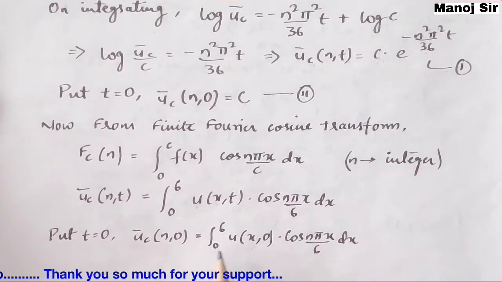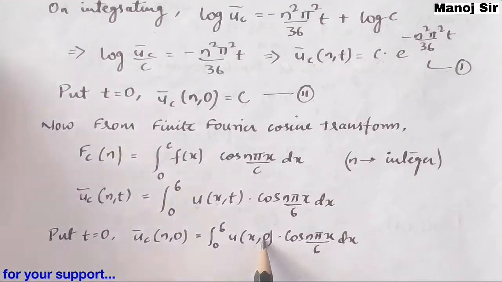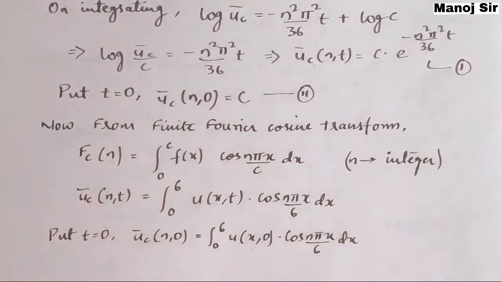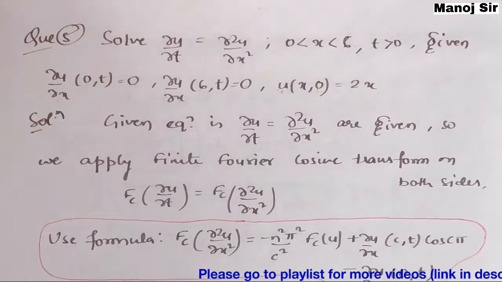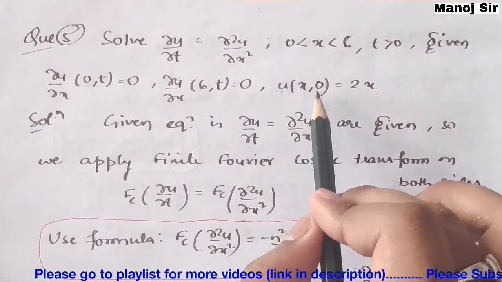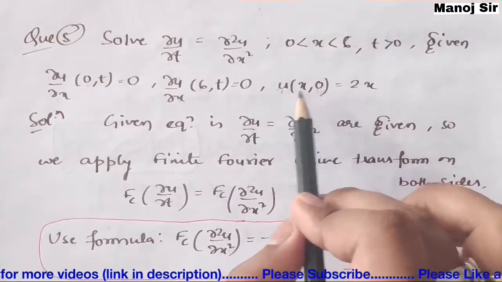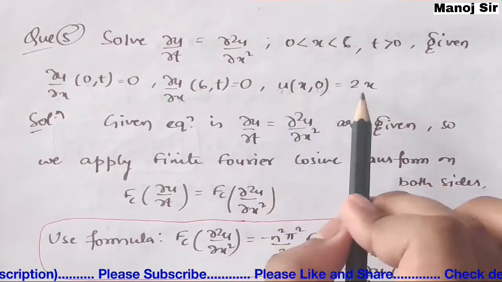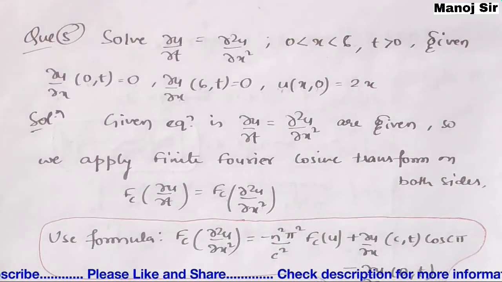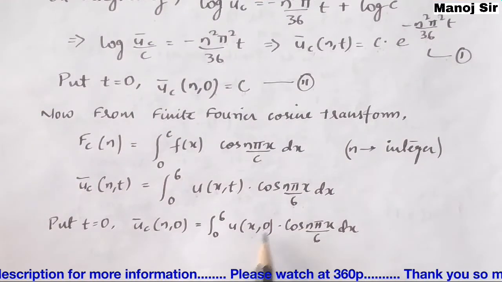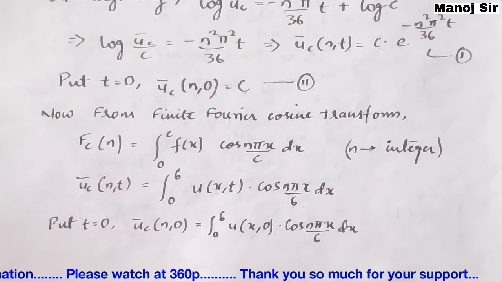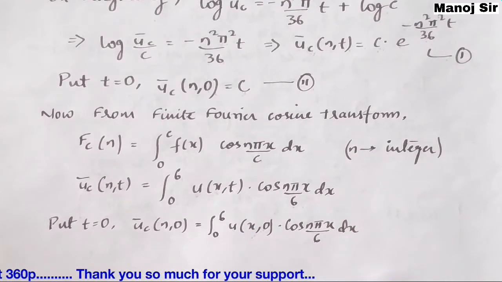Now we need to know the value of u at t equal to 0. This part is given in the question itself. Coming to the question, u is a function of x and t, and at t equal to 0, u is given as 2x. So in place of u of x comma 0, we will put 2x, and simply solve the integration by using the chain rule.